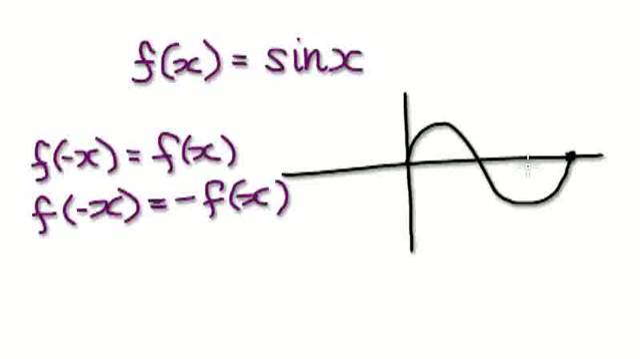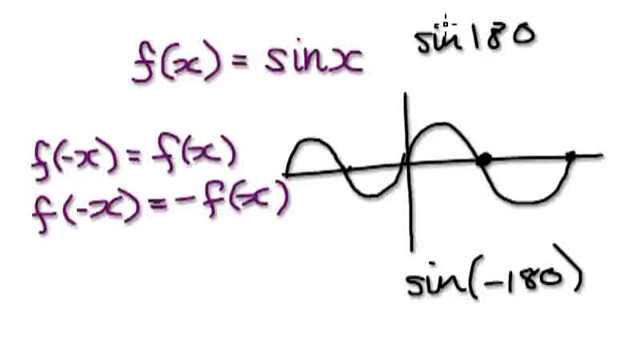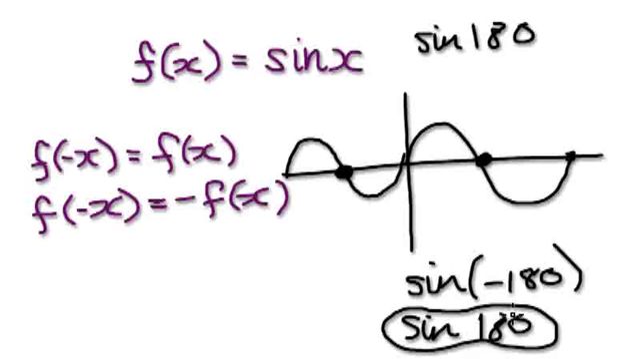So let's look at 180. Sine of 180 is 0, you can see here. Now let's look at sine of -180. Well, sine of -180 is here. That's the same as the normal sine of 180, which is 0. And even if you put a negative in there, it will still be 0.